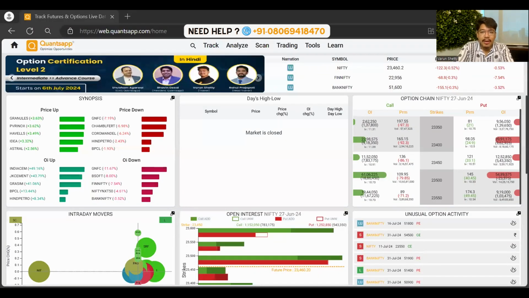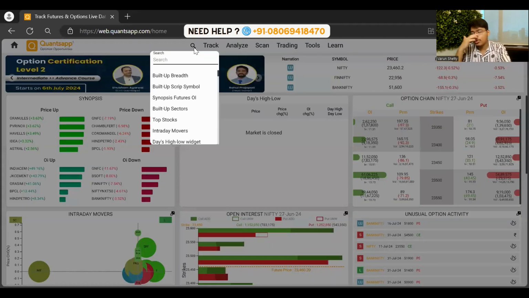So I am on the web app. This is web.quantsapp.com. But if you're on Android or iOS, you can just go and install the app from the App Store as well. Okay. So on the web app, you don't need to install anything. So on desktop, you can just go to our web app.